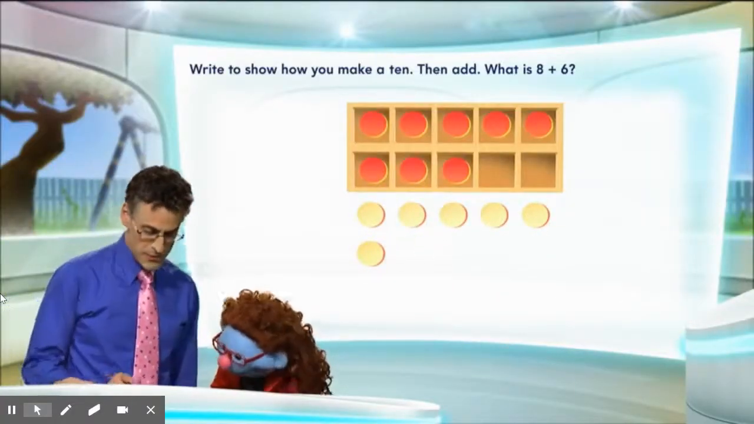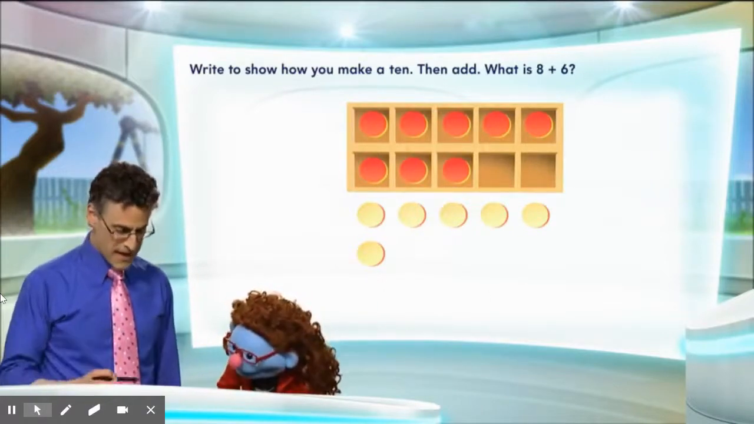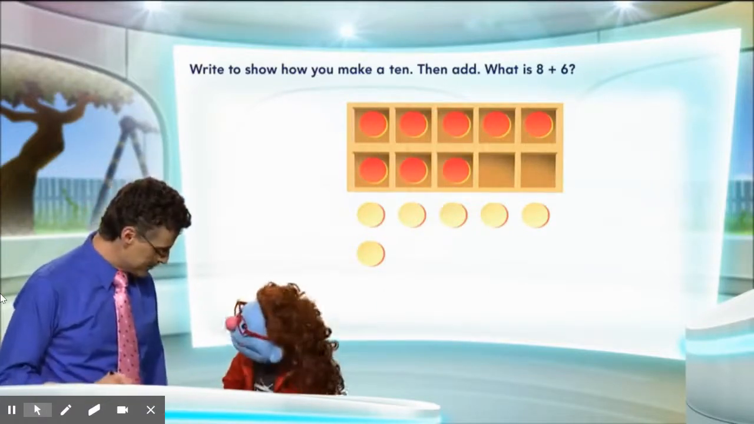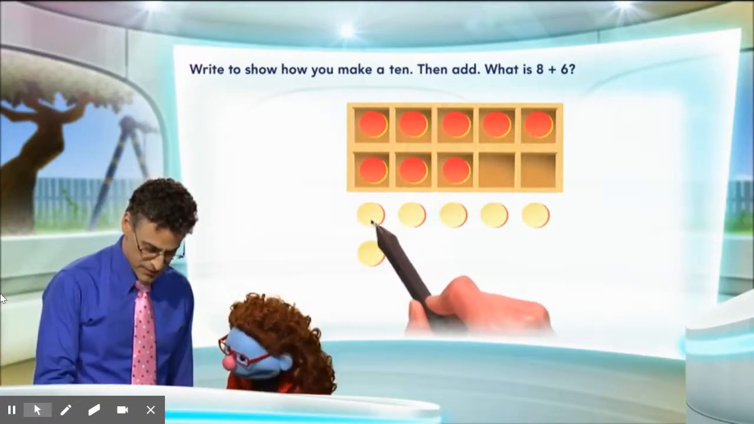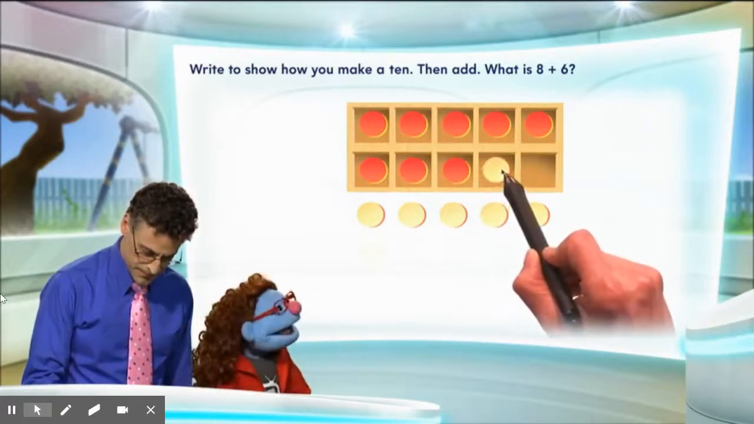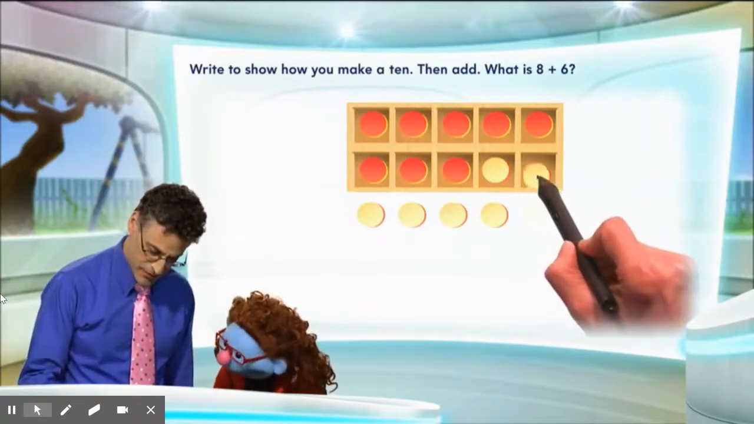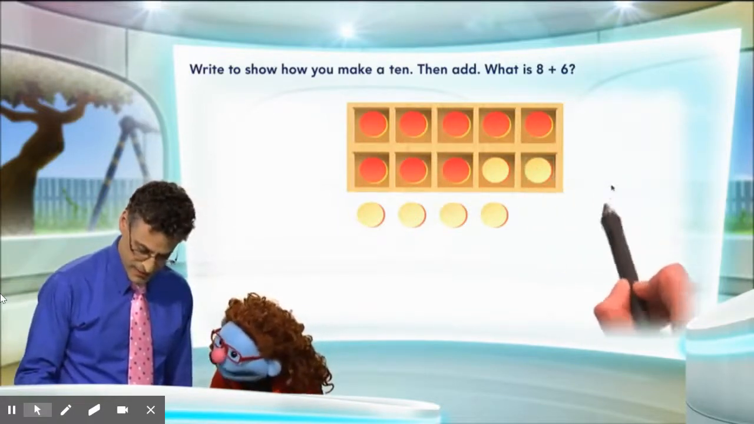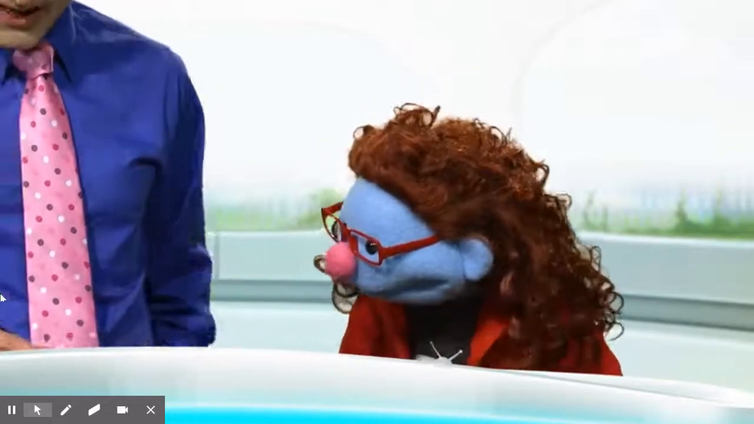Now, the first thing I want to do is use these counters to make up a 10. So I'm going to take this counter and put it right in here. Settle down, Leonard. He's very excited. And then this counter, and put it right in there. Oh, yes, Leonard, yes, it's 10. So Leonard got that right.